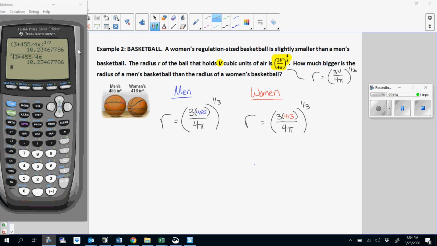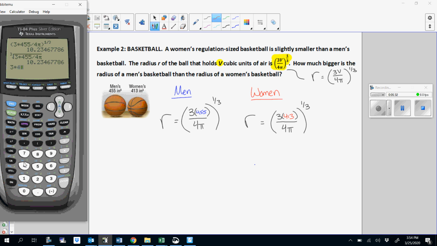Okay, I paused the video just to show you the mistake. This is not correct for the men's radius, but it's a common answer that I see. Typing in 3 times 455 divided by 4 pi, all that in parentheses, exponent 1/3. The problem is this is doing the 455 divided by 4. It's not dividing by 4 pi. And it's also not doing the 3 times. Anyways, there's a lot wrong with it. But if you type cube root in, because 1/3 is also cube root, it's still only dividing by 4.